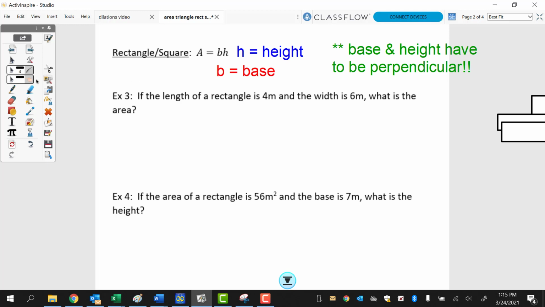So in number 3, it says if the length of the rectangle is 4 and the width is 6, what is the area? We're talking about the area of a rectangle, so we're writing our formula A equals BH. We're making sure we're picking the right formula.